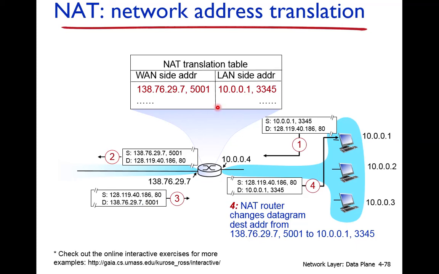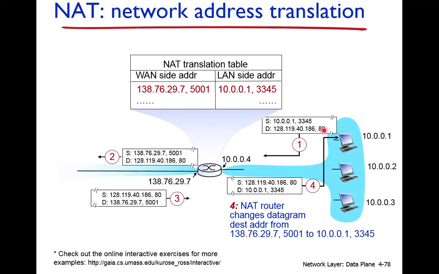So how does it come to know that this IP address and port number should be replaced by this? Because this destination IP address and port number will be looked up on the WAN side in the NAT table. If it is found, then they will be replaced by the corresponding LAN side address. Now they are replaced by 10.0.1. Now this message can be delivered to this host. Why? Because this IP address is known in this network.